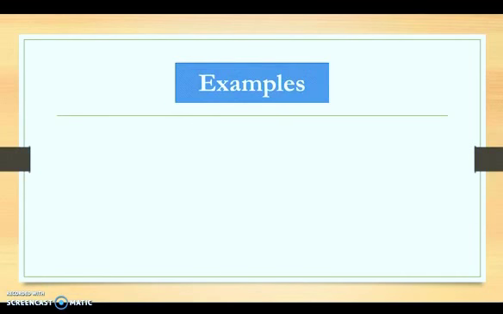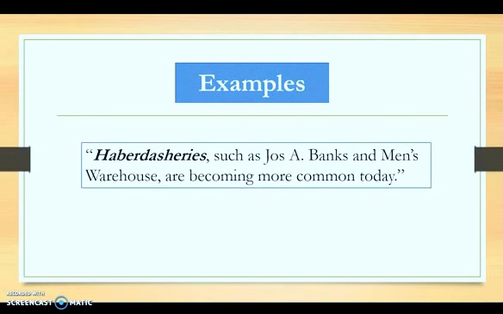The next type of context clue is examples. This is where the author will use an unfamiliar word and then provide you an example of what that word is. Take a look at this sentence, again using haberdashery. Haberdasheries, such as Joe A. Banks and Men's Warehouse, are becoming more common today. The unfamiliar word appears, then the author gives us 2 examples of what that is.